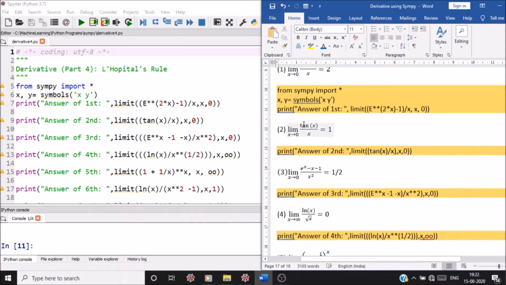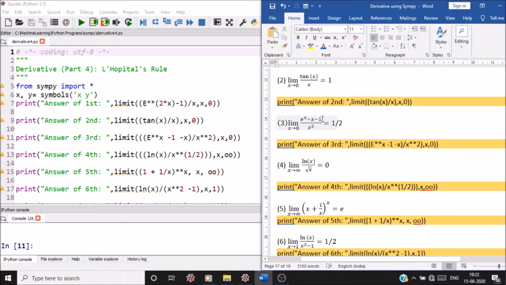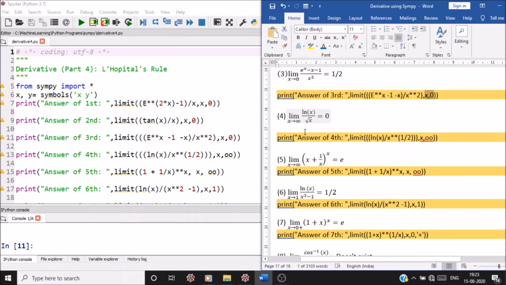Similarly, limit as x tends to 0 of tan x by x, the output will be 1. So here limit of tan x by x, and x tends to 0. Then (e^x - 1 - x)/x^2 is equal to 1/2, with x tends to 0. Similarly, x tends to infinity: ln x divided by square root of x, where x tends to infinity.